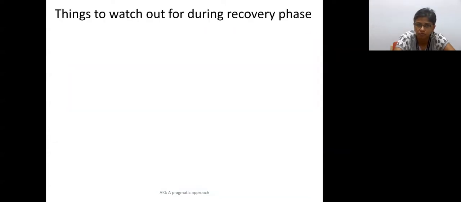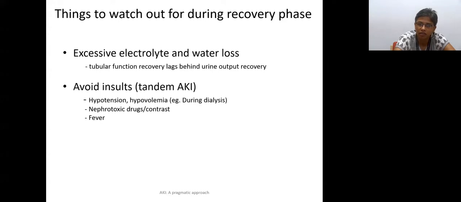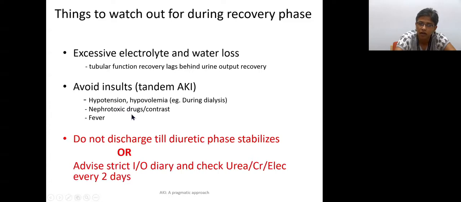All right. So what should you watch out for in the recovery phase? Remember that because tubular function lags behind urine output, urine output will start improving, but the tubular function is delayed. They may not be able to hold on to their water and electrolytes. Okay, so it's very important for you. That's why you have to keep monitoring output and electrolytes. Okay, and at this point, the kidney is very susceptible to any further insults. So avoid any hypotension, any further fever or nephrotoxic drugs. Okay, and do not discharge till the diuretic phase stabilizes.